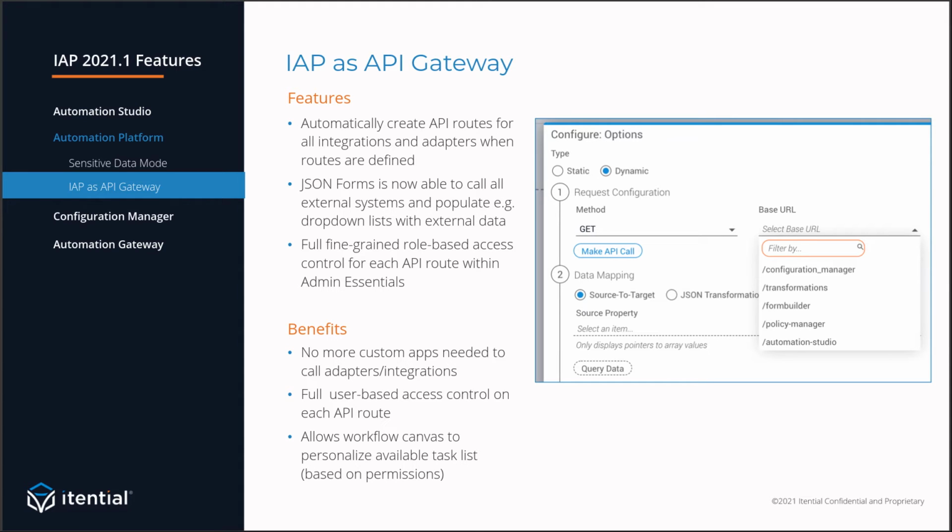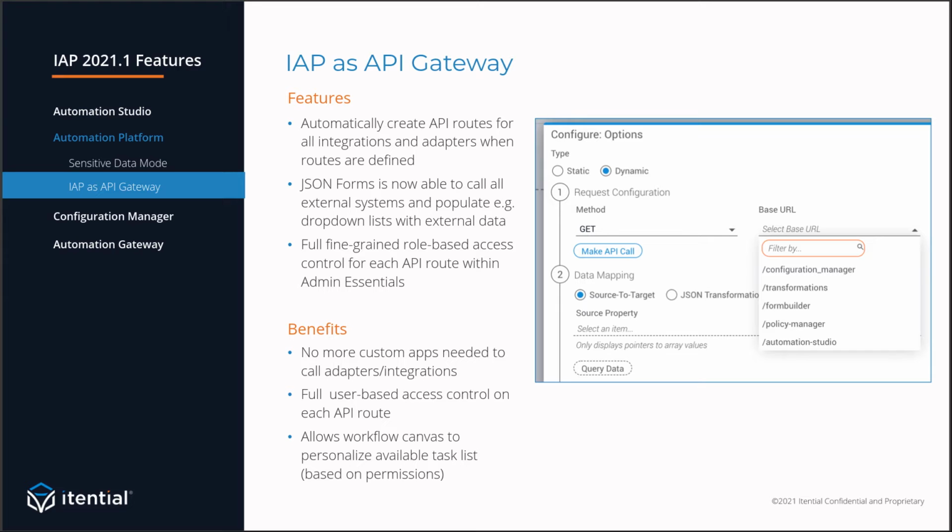If you don't know the difference between integrations and adapters, we have a good webinar and training session around that, around our 2020.2 release of last December. And those routes that we now expose, of course, you can call from any external system, but you can also use them in our JSON Forms application to make live calls to external systems to populate drop-down lists, for example. I'm going to go through that in a quick demo as well.